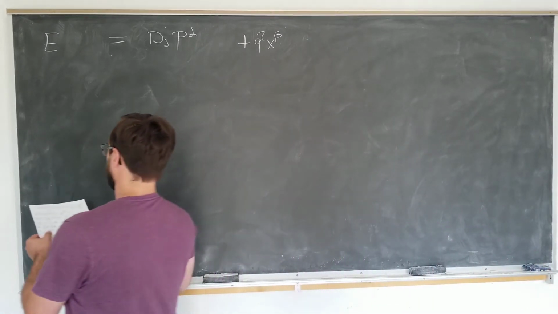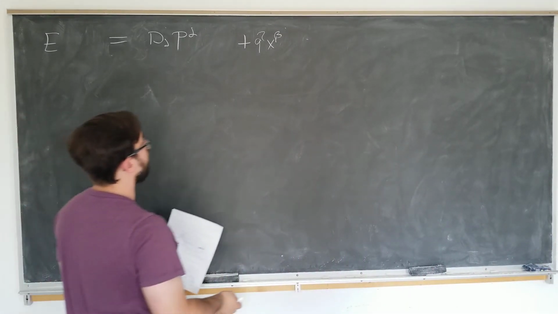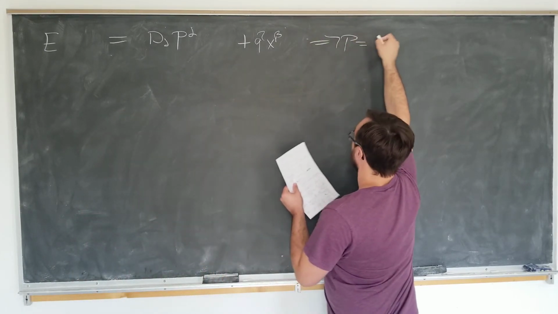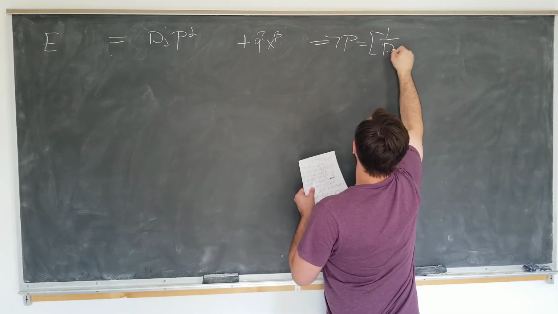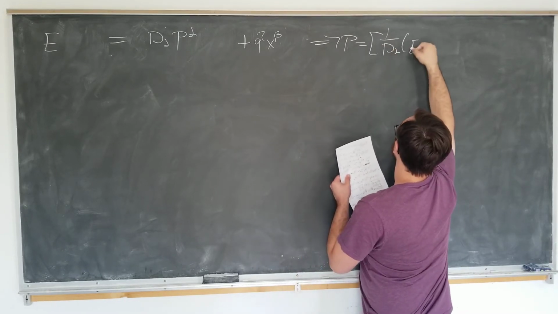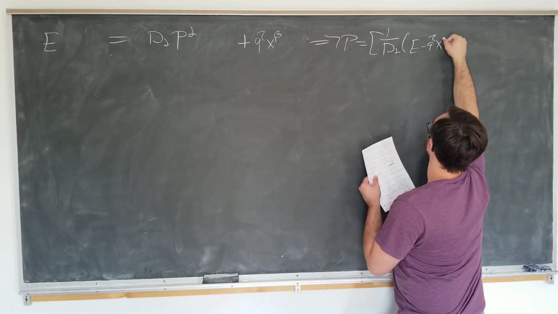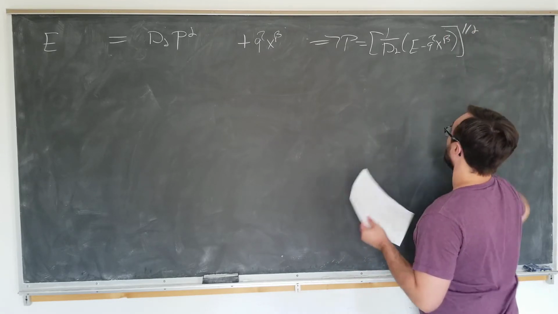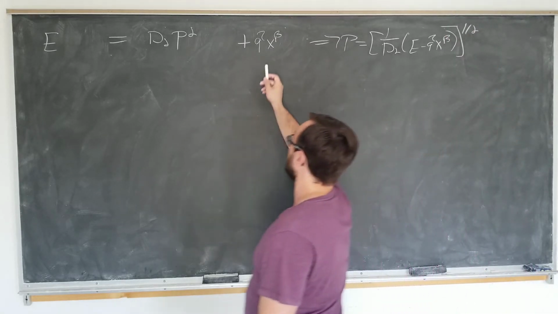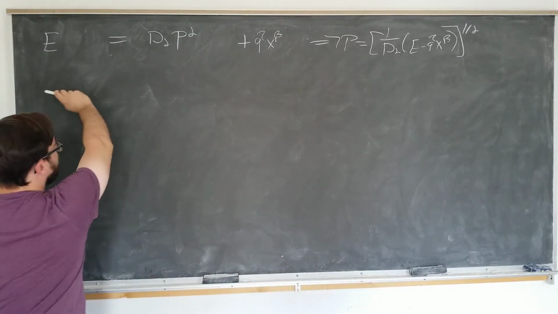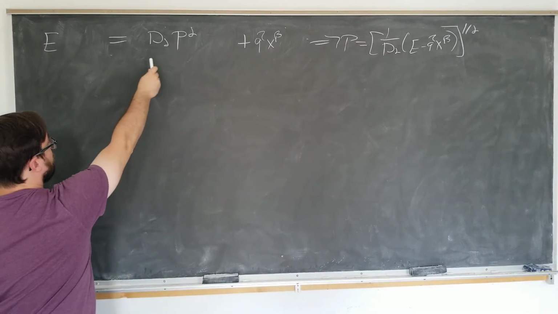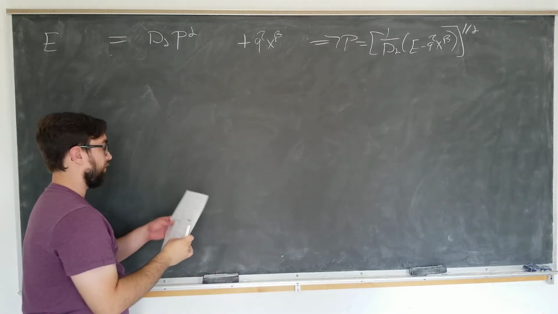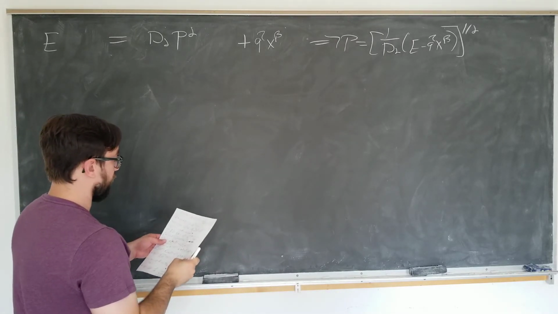From this, we can immediately show that p is just going to be 1 over D alpha times E minus q squared x to the beta, all to the 1 over alpha power. Not hard to derive. We just take q squared x to the beta over here, divide by D alpha, and then take everything to the 1 over alpha power.